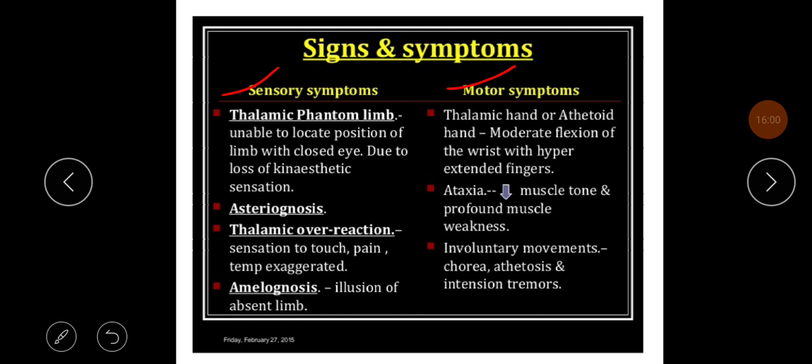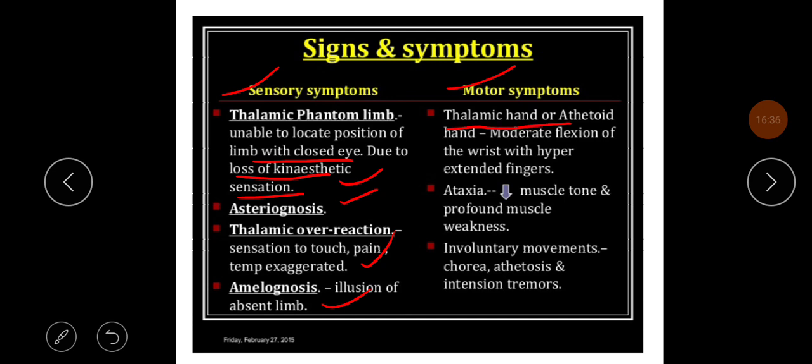In thalamic phantom limb, patients are usually unable to locate the position of the limb with closed eyes, due to loss of kinesthetic sensation. They can have astereognosis, the inability to recognize known objects by touch. In thalamic overreaction, sensation to touch, pain, and temperature are exaggerated. Amelonoglossis is the illusion of the absent limb. These are some of the sensory symptoms, whereas motor symptoms include the thalamic hand or athetoid hand.